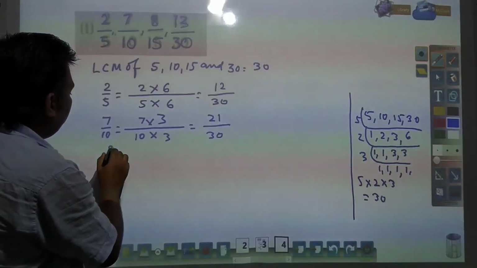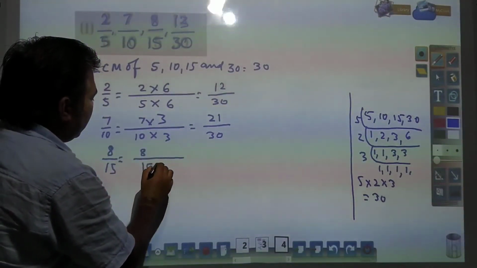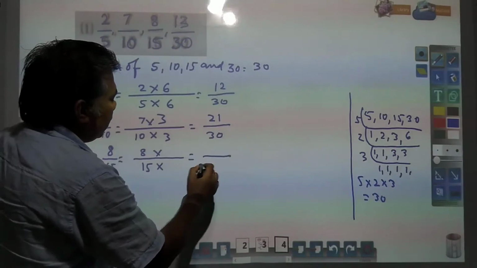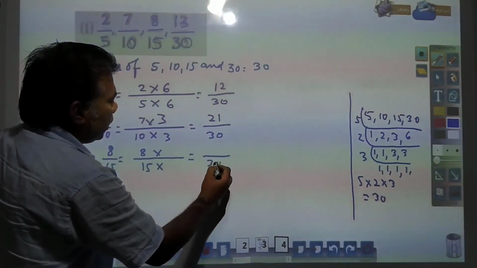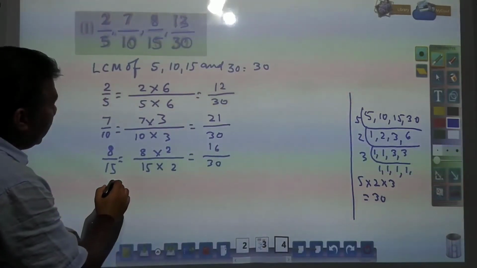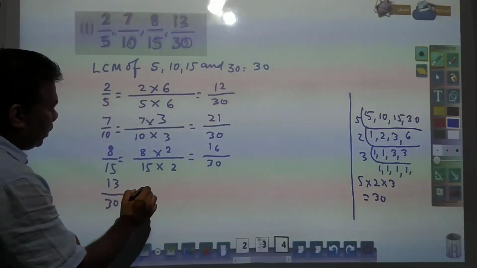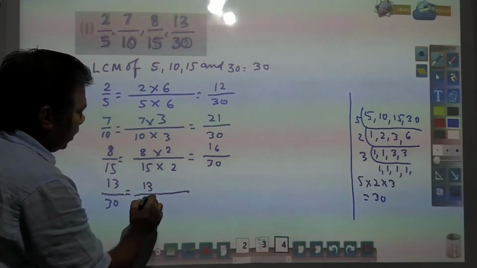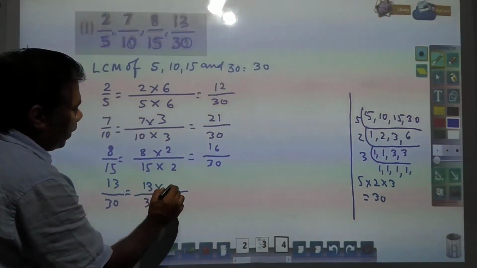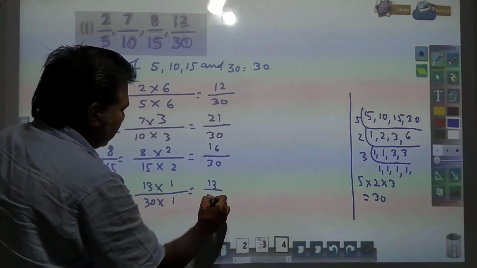Then you have 8 by 15. Which number will be required? 15 2 is 30. So 8 2 is 16. And then you have 13 by 30. It means 1 is required, so this will become 13 by 30.